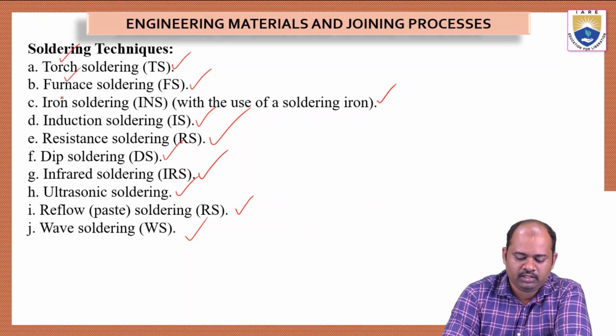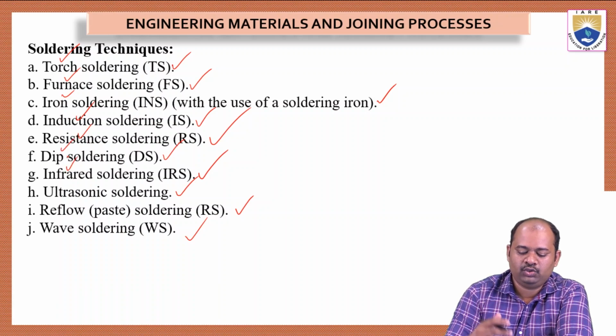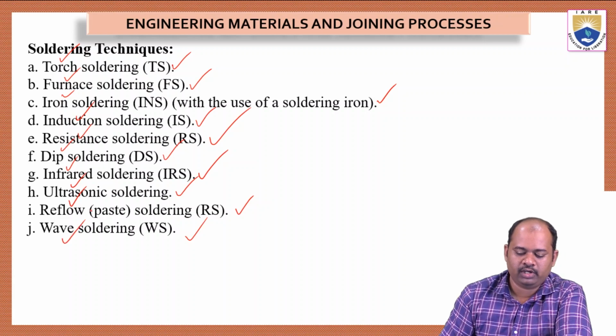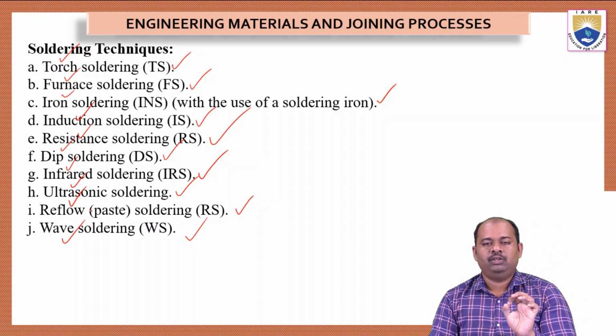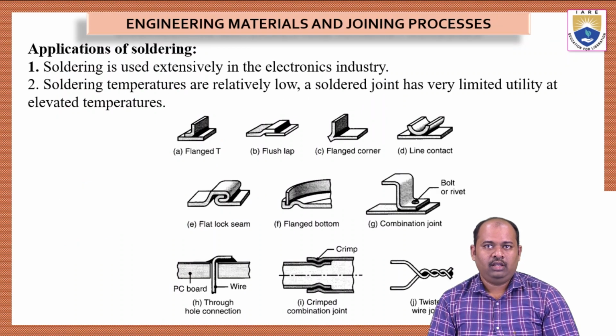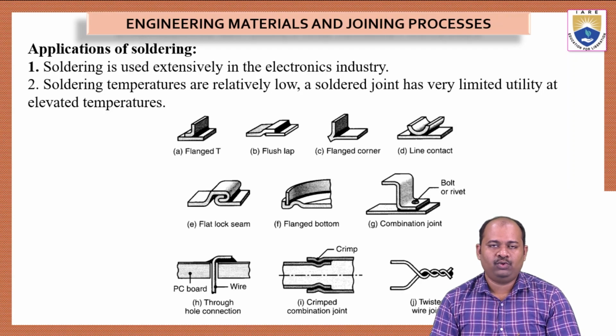In this we will use a torch for heating the solder. Here we will use a furnace. Here we have iron soldering, induction, resistance, dip soldering, infrared. So infrared is being used for heating the solder metal. Ultrasonic sound is used to heat, and also reflow and wave soldering. So these are the different techniques used for heating the solder metal so that it will form a layer on the structure. And then let us see applications of soldering.